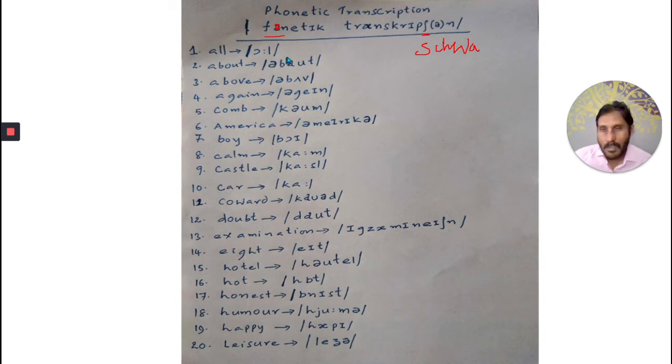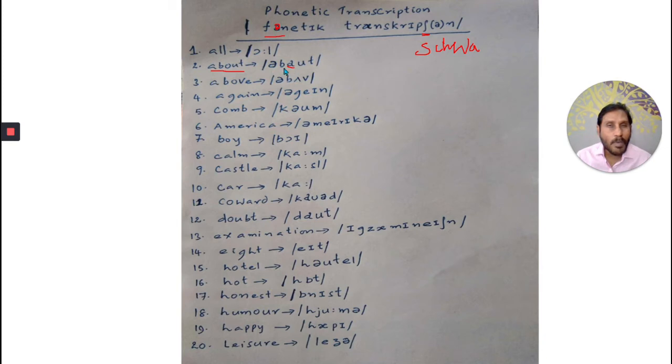Phonetic transcription. So the first word we say is ALL. It's not all with a short o, it's all. The second O is the long O, with two dots here. All. It is not about, it is about. This is the second A.